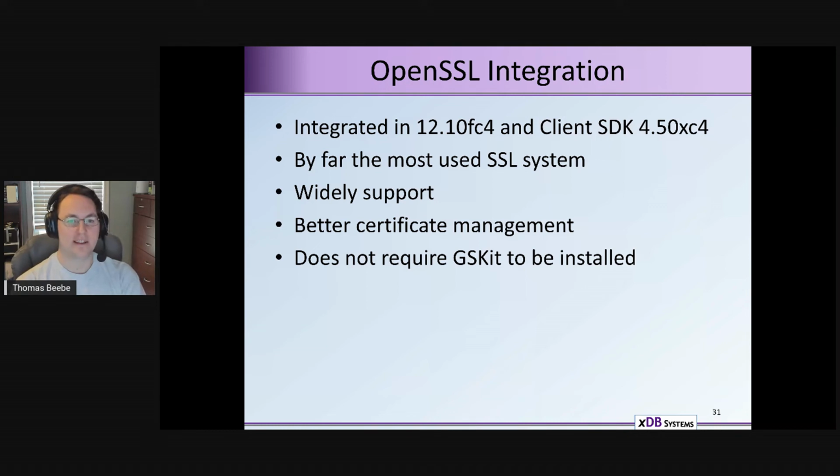OpenSSL is by far the most used SSL system. Informix has been using the OpenSSL libraries under the covers for a very long time, but just now they're implementing it so you can use it with client-server connections. It's incredibly widely supported. I don't know of any operating system that does not have OpenSSL available. It has better certificate management. If you want to use a standard certificate authority outside of the local server, it will let you do that very easily. You do not need GSKit installed for OpenSSL. The Client SDK will actually prompt you now if you want GSKit or not.